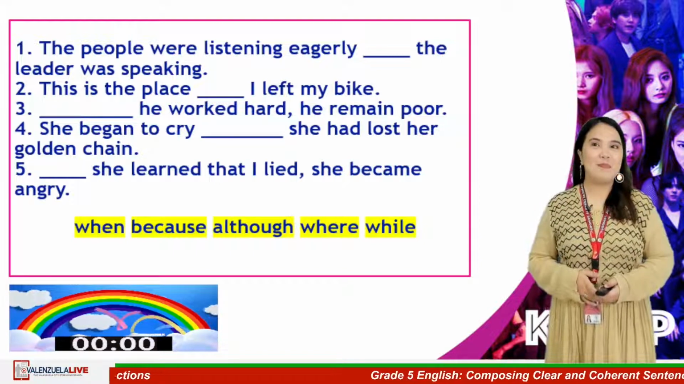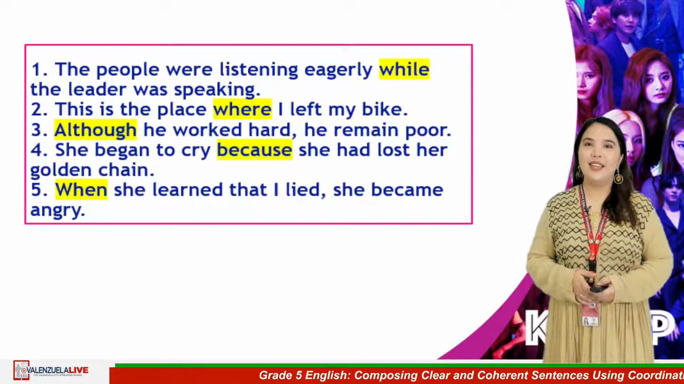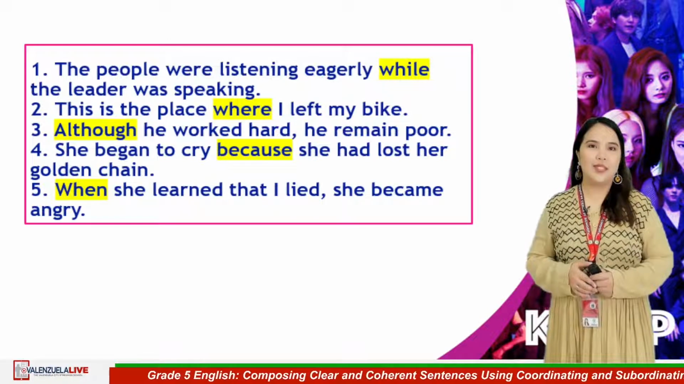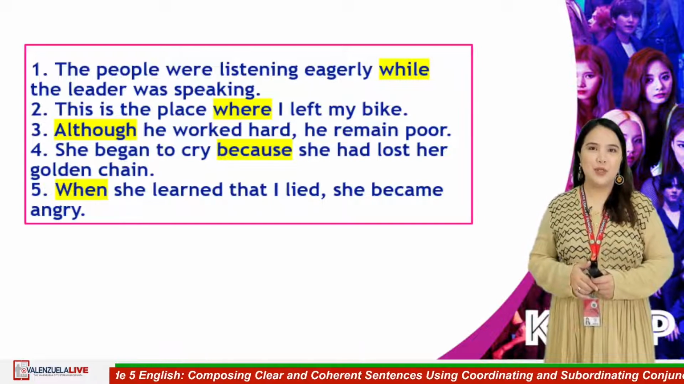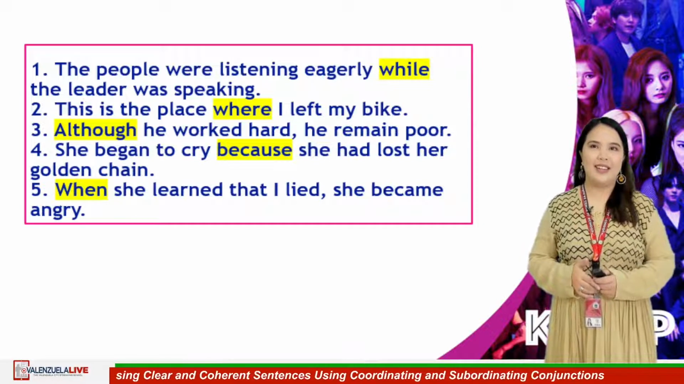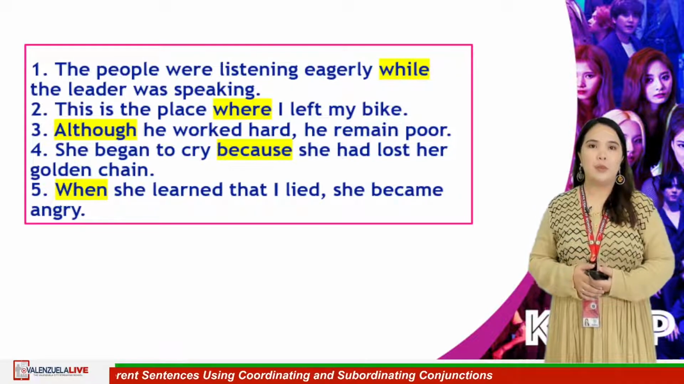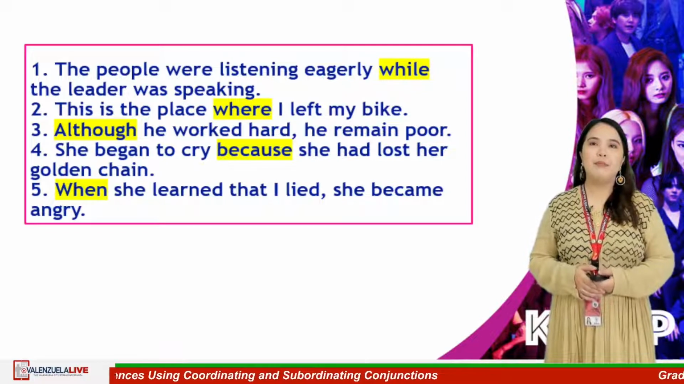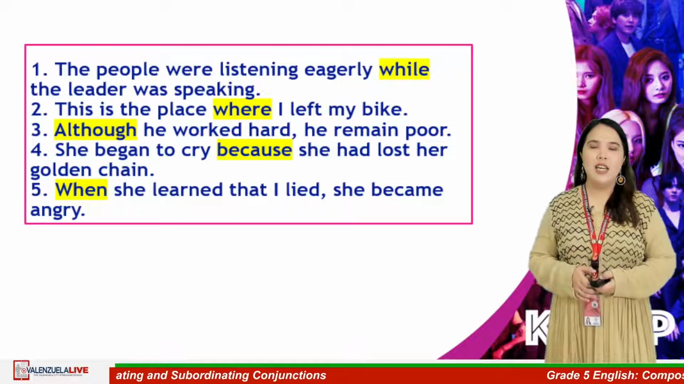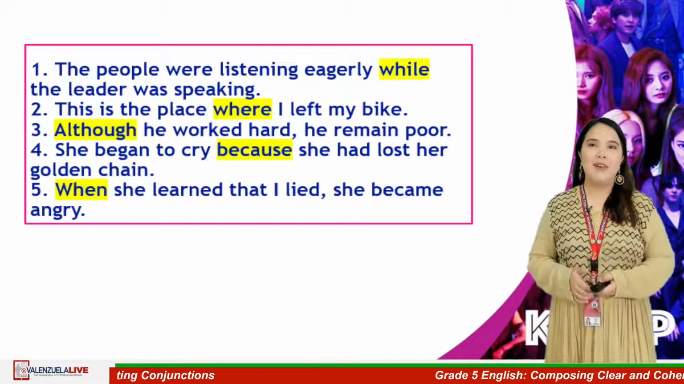Okay, time's up. Let's answer. Number 1, the people were listening eagerly while the leader was speaking. Number 2, this is the place where I left my bike. Number 3, although he worked hard, he remained poor. Number 4, she began to cry because she had lost her golden chain. And last, when she learned that I lied, she became angry.